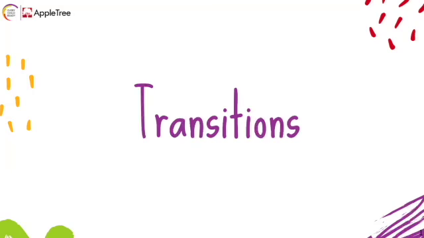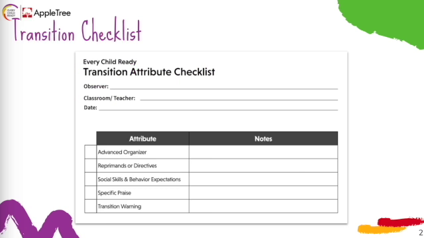We will discuss transitions. This is the attribute checklist for transitions. As you can see, effective transitions require a lot of things. We're going to watch this video example and look for these attributes while we are watching.